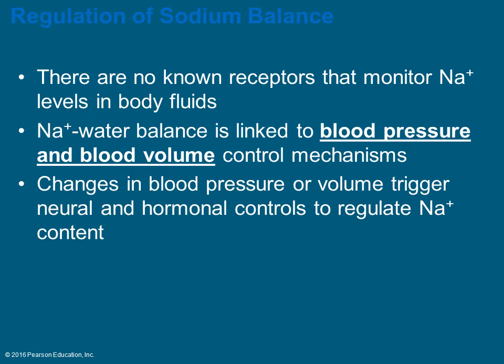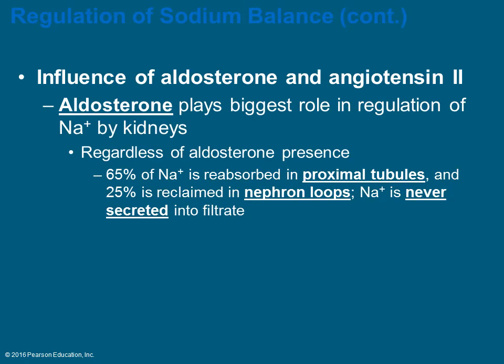So any changes in blood pressure, any changes in blood volume will trigger a kind of cascade of changes, both hormonal and neural, that will regulate the sodium levels. Aldosterone is going to play a large role in regulation of the sodium in the kidneys. Normally, about 65% of the sodium is going to be reabsorbed in the proximal tubule. So remember, filtration occurred in the glomerulus, so it was drawn out of the blood. About 65% of it gets reabsorbed initially in that proximal tubule, and then about 25% in the nephron loop, that loop of Henle. Sodium is not going to be secreted at this point into the filtrate.